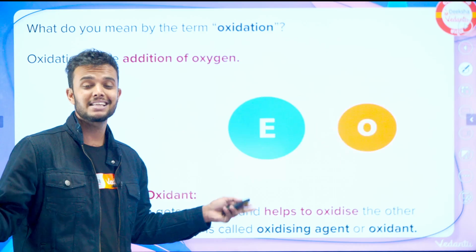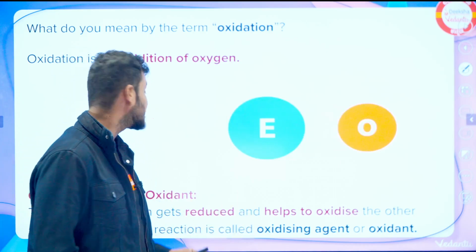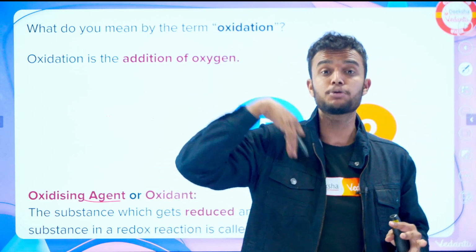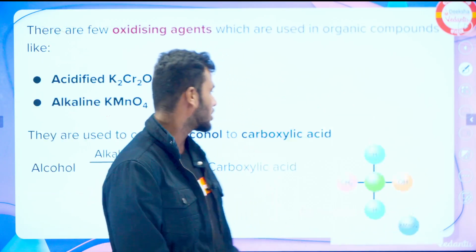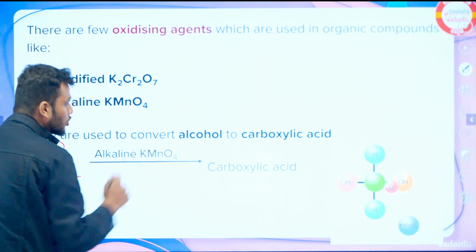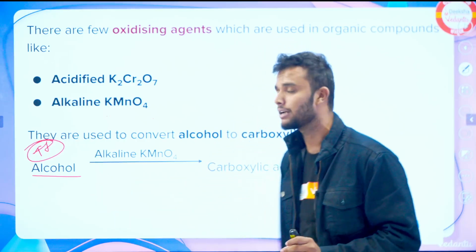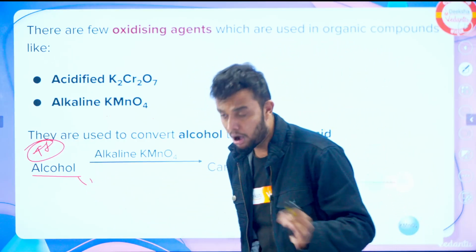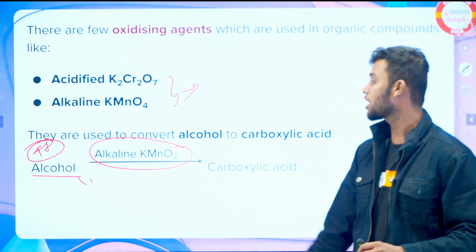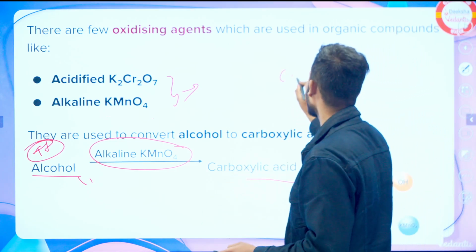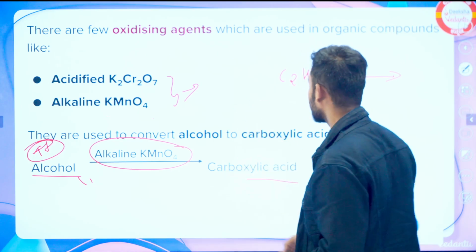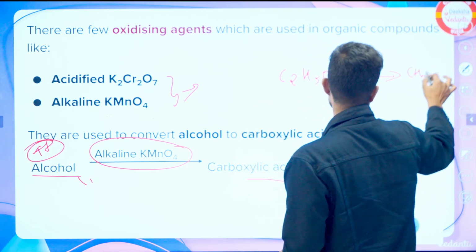What is oxidation? Oxidation is nothing but the addition of oxygen, right, students? What is an oxidizing agent? An oxidizing agent is nothing but the substance that undergoes reduction and helps another substance to oxidize. Very simple. Okay, these are called oxidizing agents. And also here one very important reaction is there. How to convert alcohol to carboxylic acid? Very important. Please note this reaction. Whenever we react alcohol with alkaline KMnO4, the best oxidizing agent, it is used to convert alcohol to carboxylic acid. For example, ethanol, whenever we use acidified K2Cr2O7 or alkaline KMnO4, it gives CH3COOH.